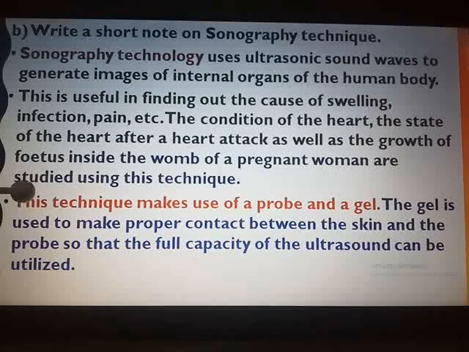Continue marking. This technique makes use of a probe and a gel. The gel is used to make proper contact between the skin and the probe so that the full capacity of the ultrasound can be utilized.